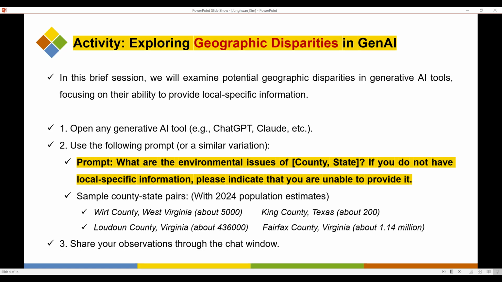I will give you a few seconds so that you can try to explore this. And then once you observe the responses from generative AI models, please share your thoughts or what you observed over the chat window. I will give you about 20 to 30 seconds so that you can explore this.